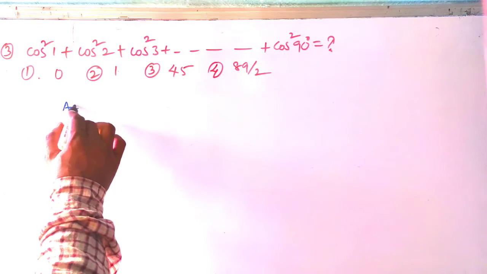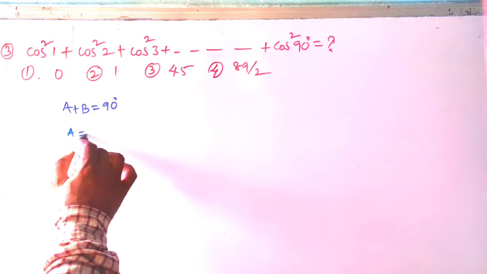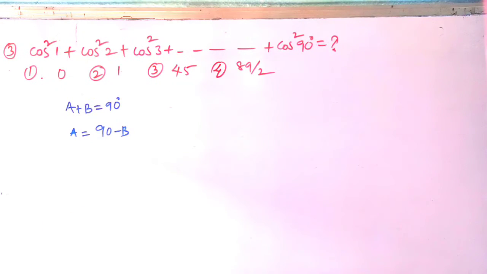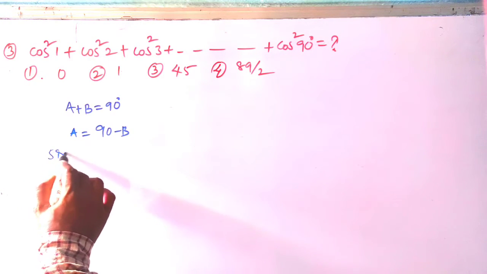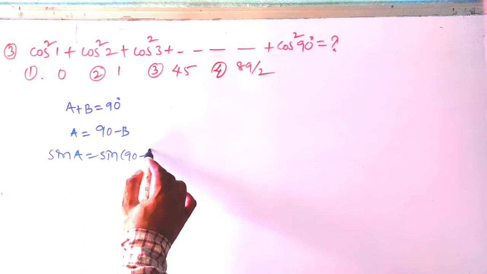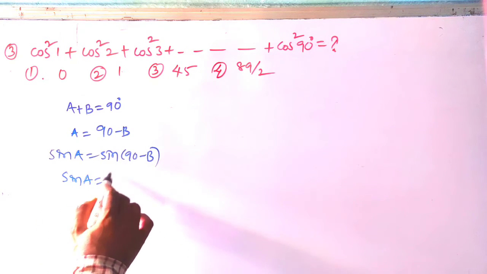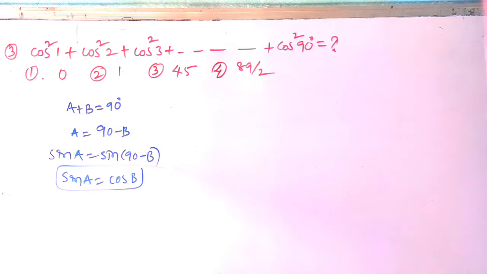if a plus b is equal to 90 degrees, then a equals 90 minus b. We take sin on both sides here. sin a equals sin(90 minus b). sin(90 minus theta) is nothing but cos theta. So sin a equals cos b we got here.